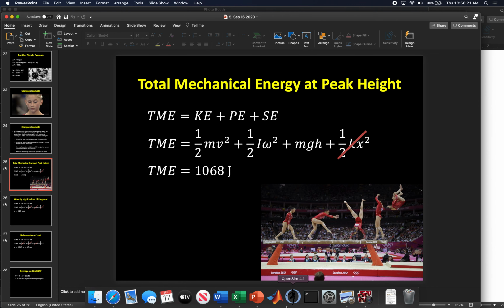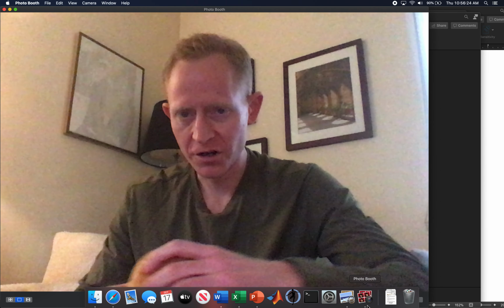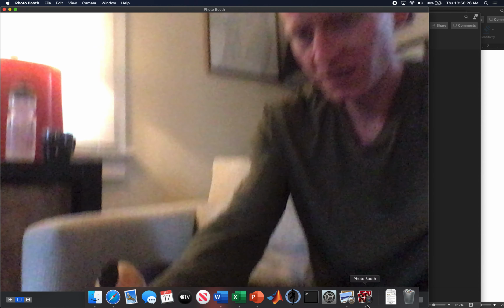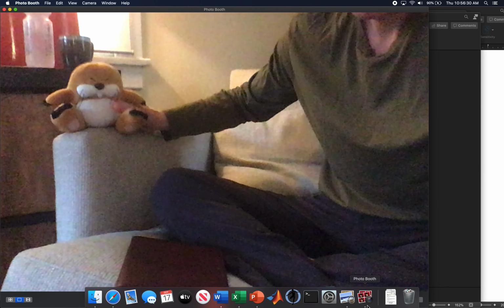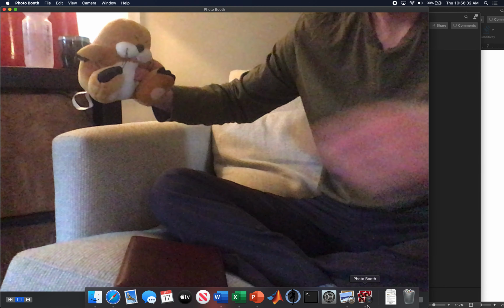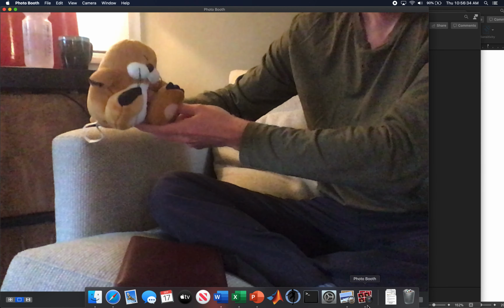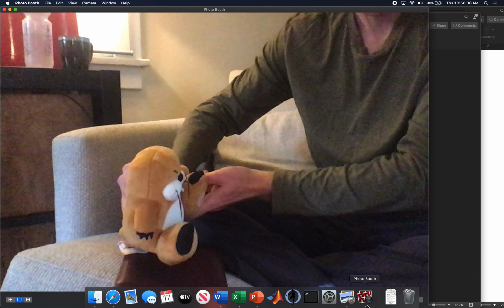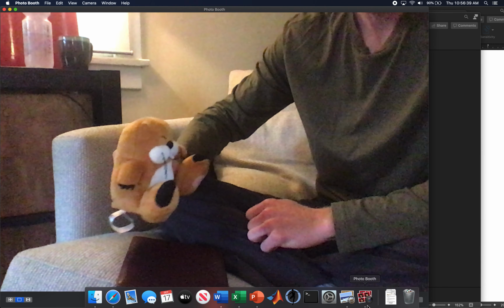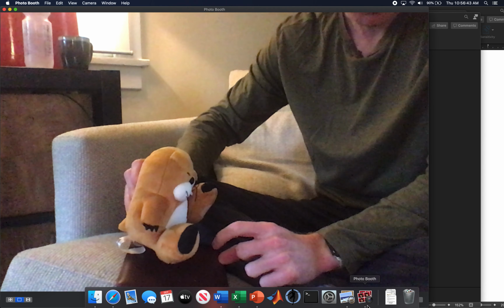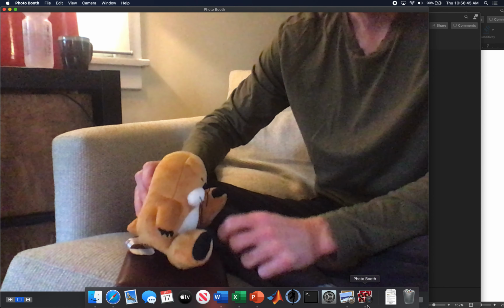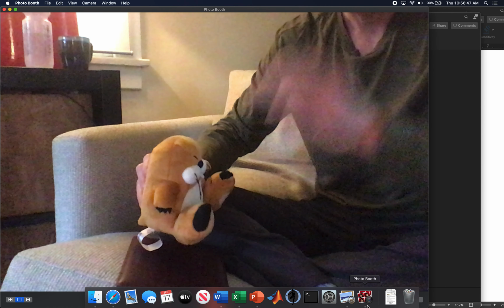Okay, so that is the total mechanical energy of the gymnast while they are at the peak height of the jump here. Then they're going to fall through the air towards the mat, and we're asked to calculate, right before they hit the mat, so kind of at the lowest part of the jump but before they've slammed into it, what's their velocity at that time?